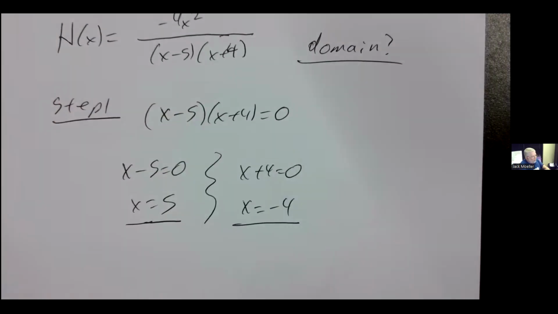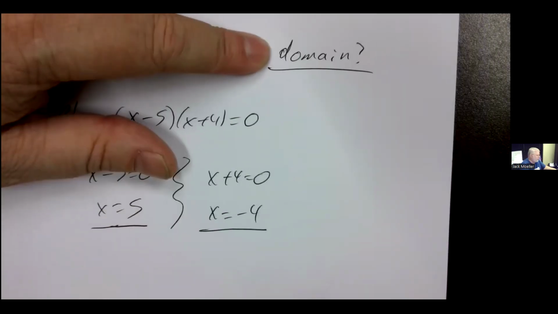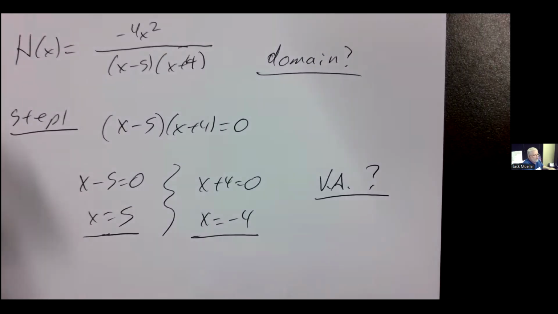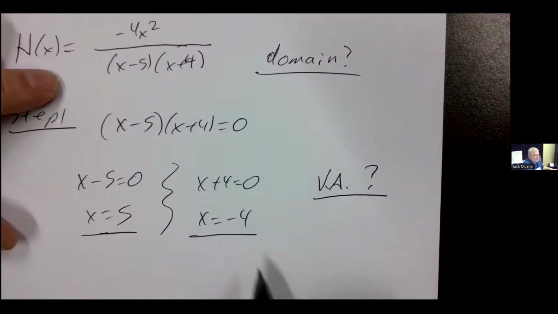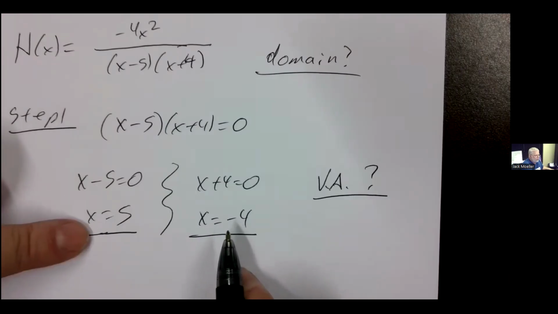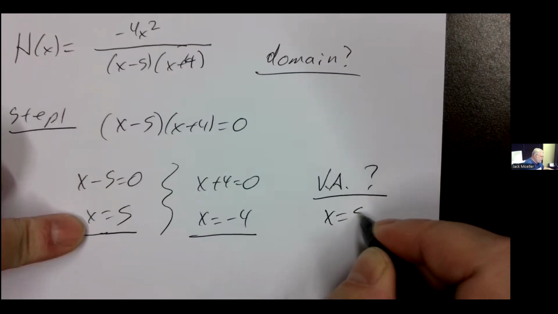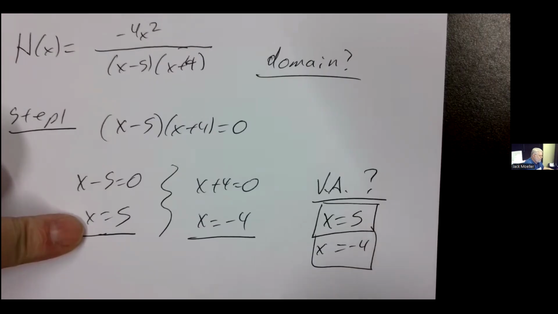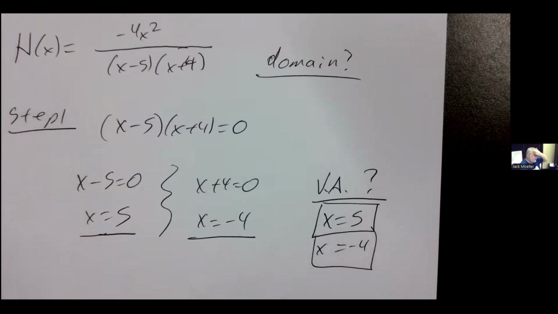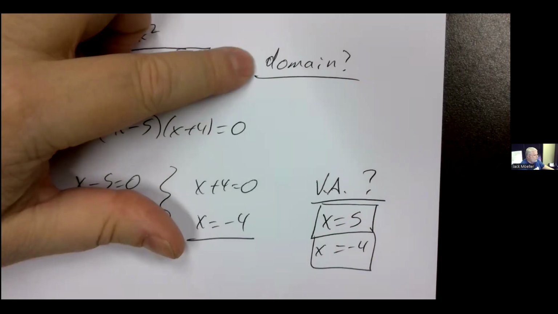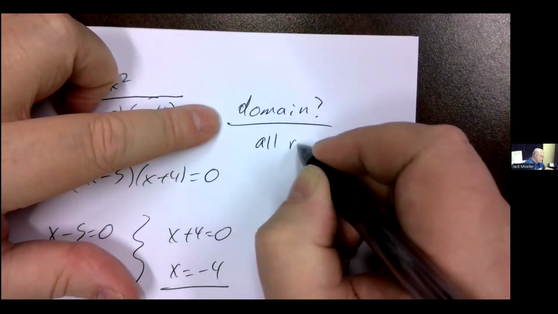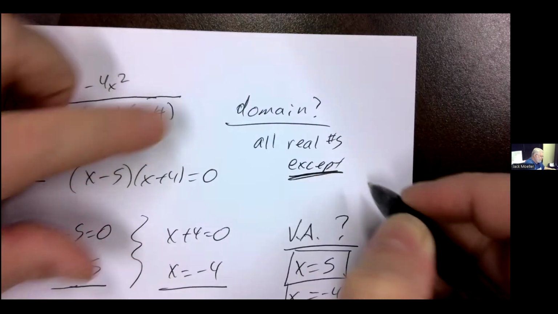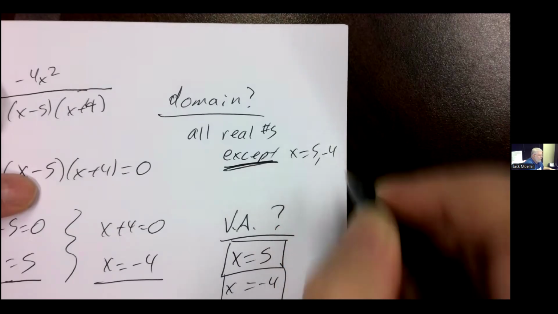So are we asking for domain? Are we asking for vertical asymptotes? If it was a vertical asymptote, the vertical asymptotes are those vertical lines that occur where we divide by 0. So the vertical asymptote answer would be x equals 5, x equals -4. Okay. Because that's where we divide by 0. It's the vertical lines there. Remember, domain is going to be all real numbers except x equals 5 and -4.